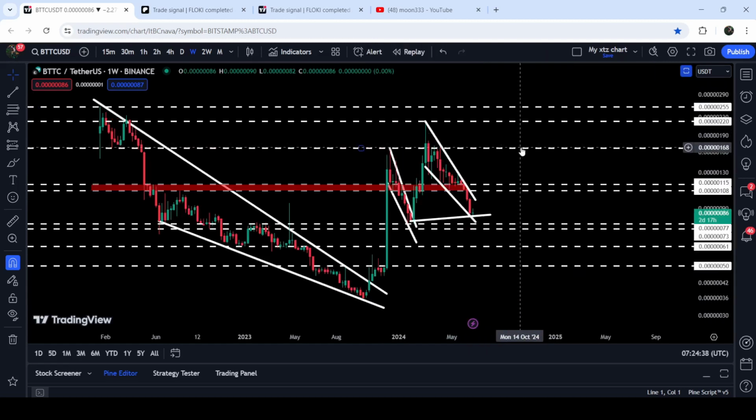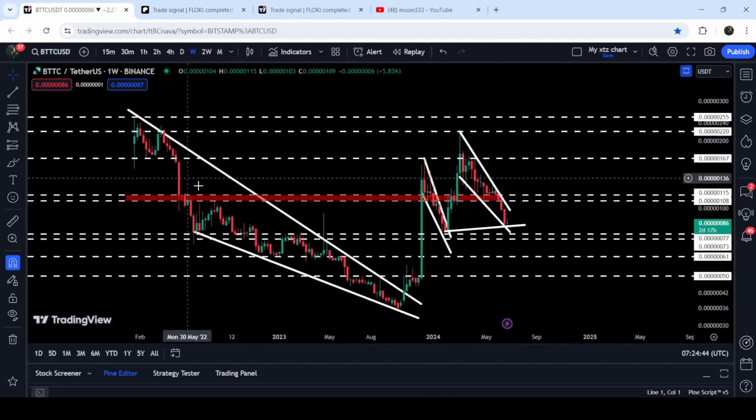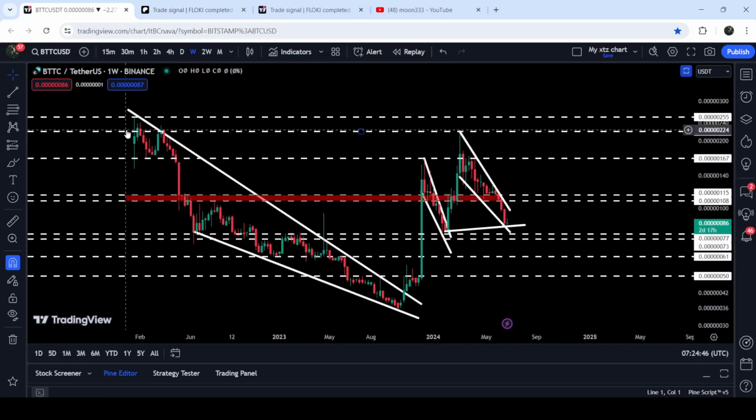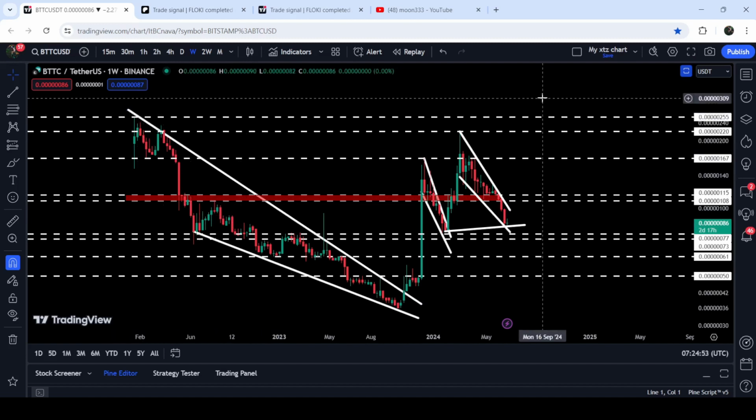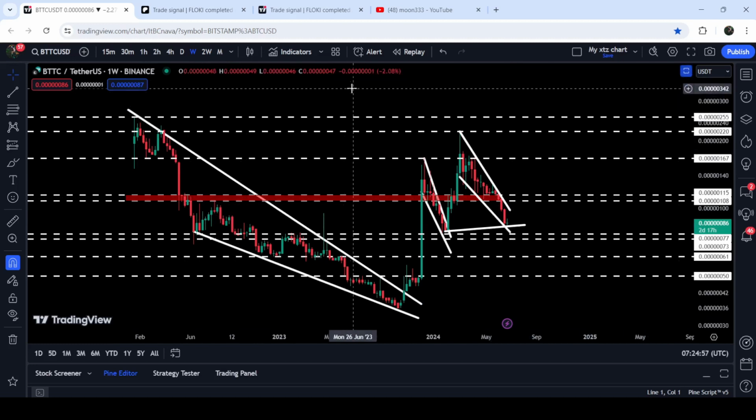In case of breaking out this wedge, the target to the upside for this breakout will be here at 220. And the final target for this previous falling wedge pattern breakout that was happening here on the 7 days time frame chart, that move is still due. That target can be here at the top of the wedge, which will be approximately at 255. So this was the update so far.